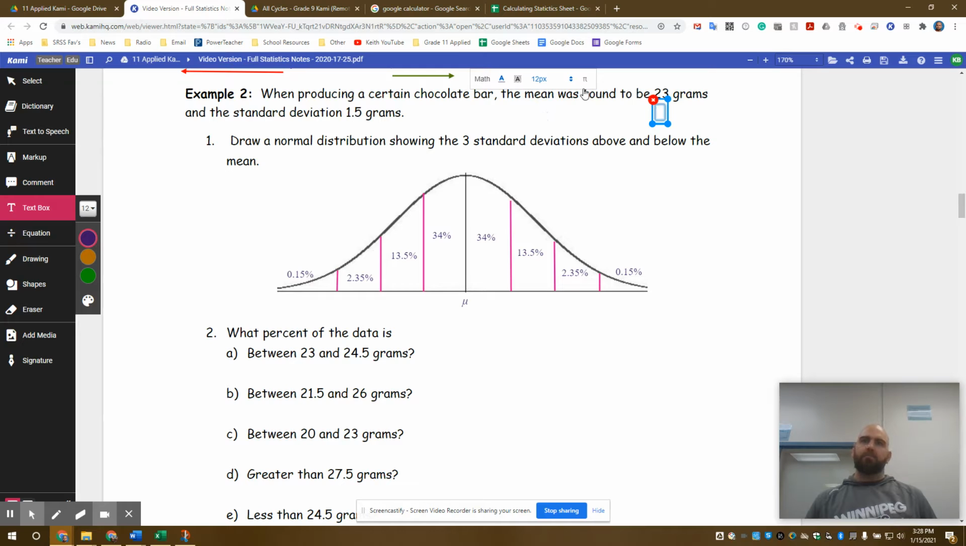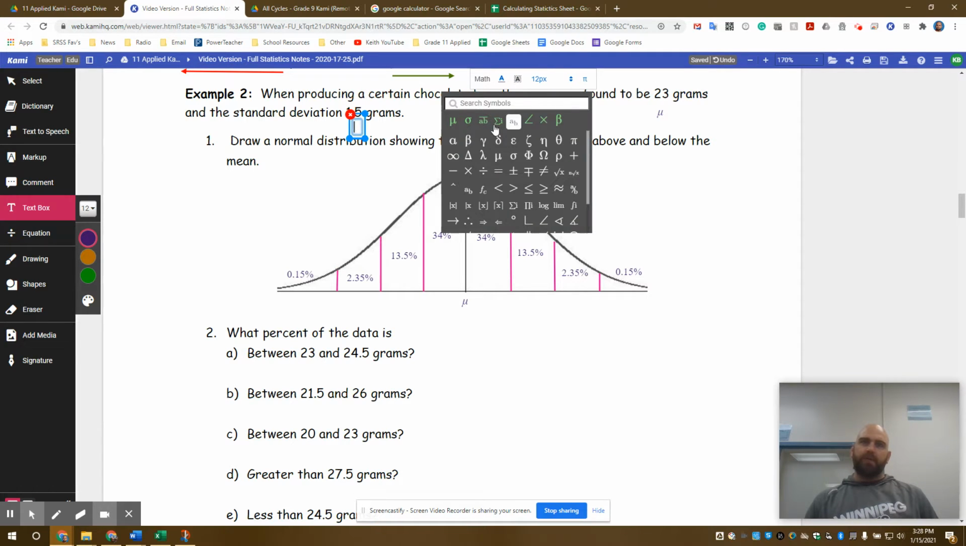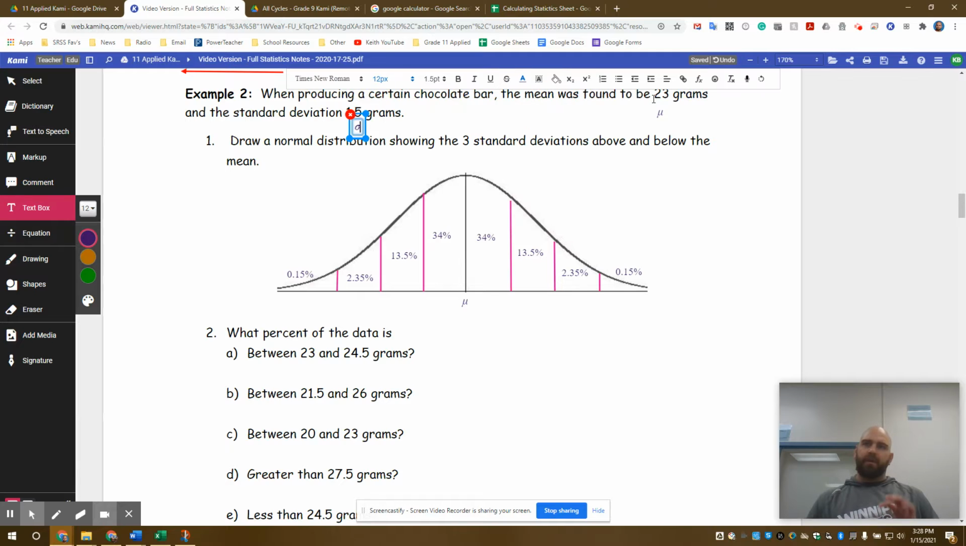This is going to be our mu. We'll make sure to put that in there. And this is going to be our sigma. We're going to quickly put that in there. There we go, there's our sigma. So we have our mu and we have our sigma, and as long as we have those two things, we can come up with our normal distribution for the graph.